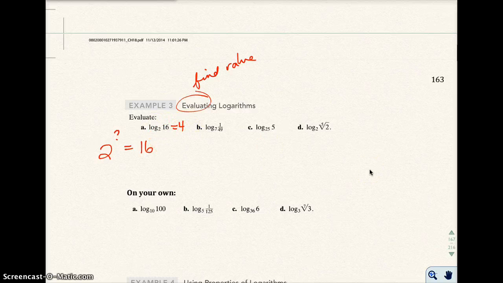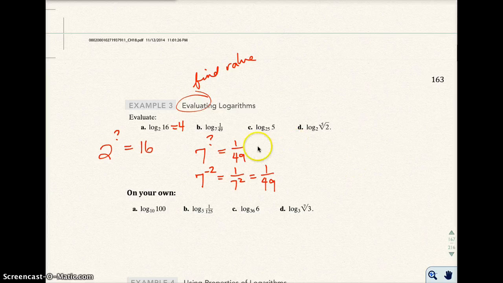Okay. The next one, we have 7 to the base. We're trying to figure out what exponent will give me 1 over 49. Okay. Now think about this very carefully. What exponent will give you 1 over 49? Well, remember, we can use negative exponents. 7 to the negative 2 is equal to 1 over 7 squared, which is equal to 1 over 49.